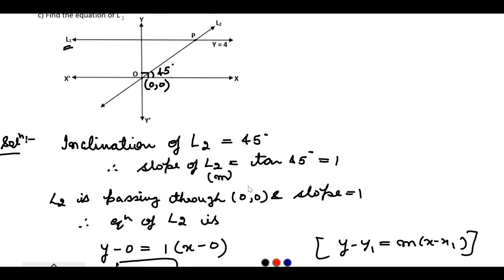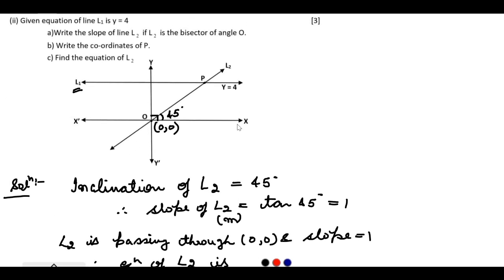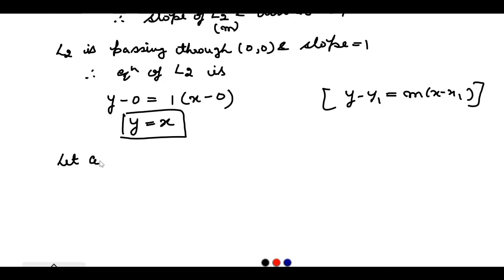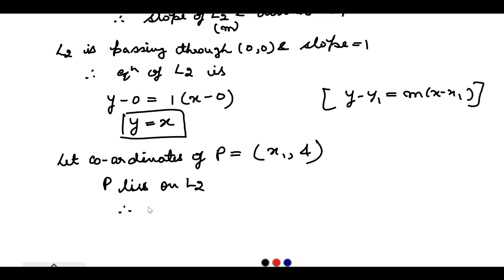Now we have to find the coordinates of P. P lies on y is equal to 4, parallel to the x-axis. It means its y coordinate will be 4. We have to find its x coordinate. Let its x coordinate be x1. The coordinates of P will satisfy the equation of L2, y is equal to x. So 4 is equal to x1, x1 is equal to 4. Then the coordinates of P are (4, 4).